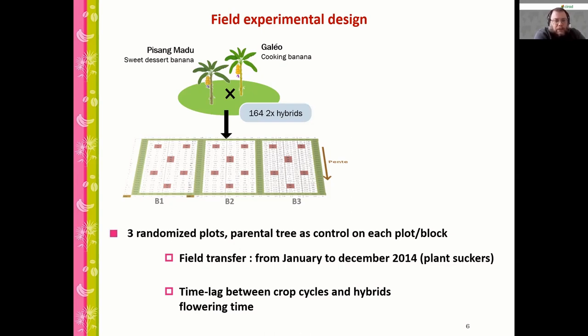So we have some time lag between crop cycle and hybrid flowering time. What could be an advantage or disadvantage? And if you don't know, the crop cycle for a banana tree is between 6 to 9 months.